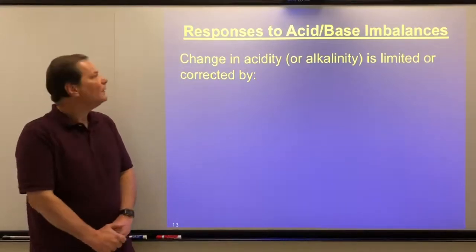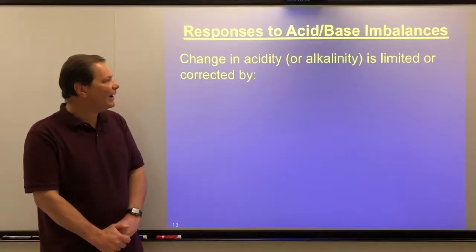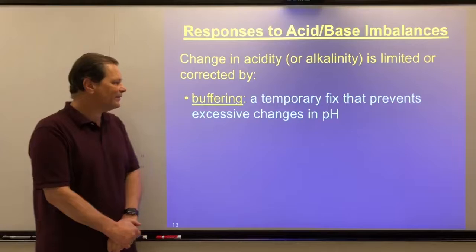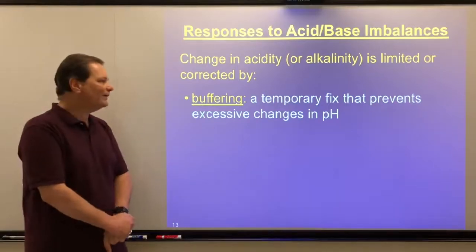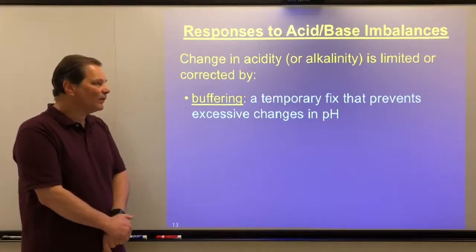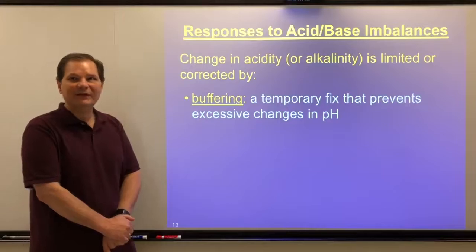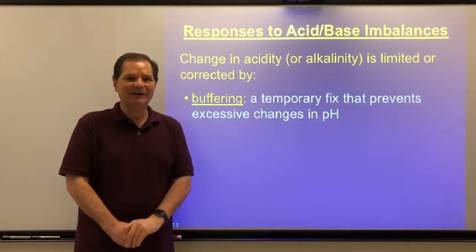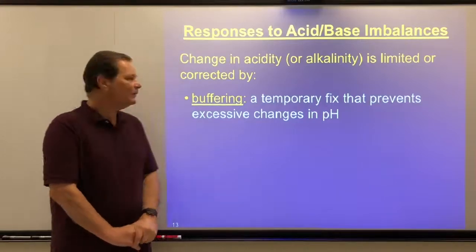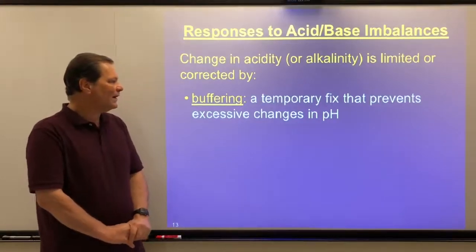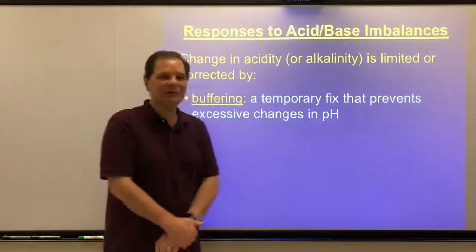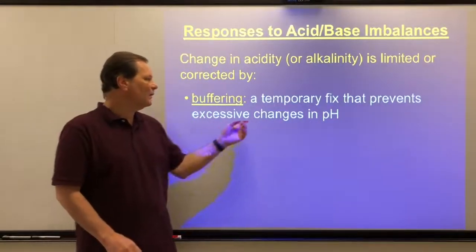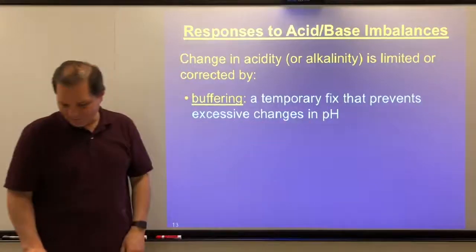So we have two ways to correct an acid-base imbalance. One is through buffering, and you should recognize that this is a temporary fix, and it does not reverse the change in pH. What it does is it decreases the impact of added acid, let's say, to the plasma, so that the change in free hydrogen ion concentrations isn't as great as you might expect. And I'll talk about that in a second. But you should notice that this won't actually correct the imbalance.